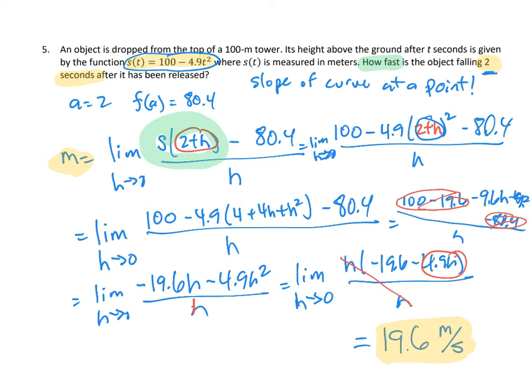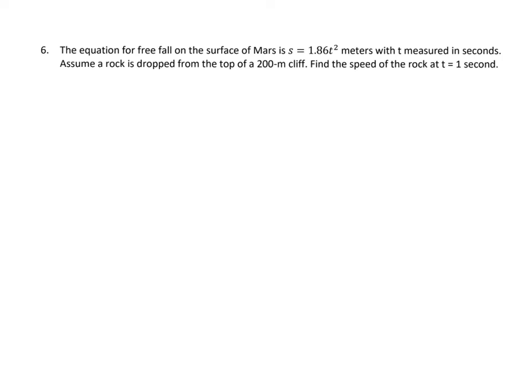Okay, number 6 is very similar. You just have to be careful. You have to set up the equation first. They're messing with us just a little bit. The equation for free fall on the surface of Mars is s equals 1.86t squared. That tells you how far you've fallen after a certain number of seconds. t is measured in seconds here. Assume a rock is dropped from the top of a 200-meter cliff. Find the speed of the rock at 1 second.